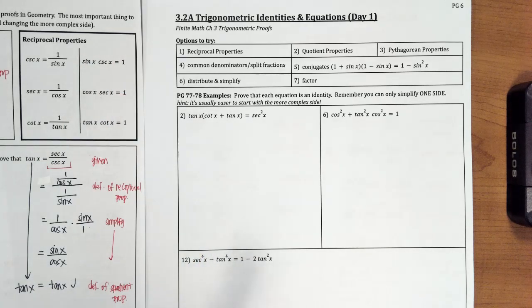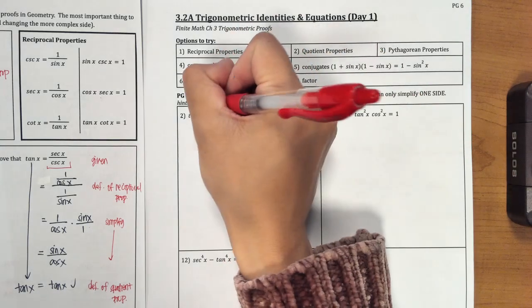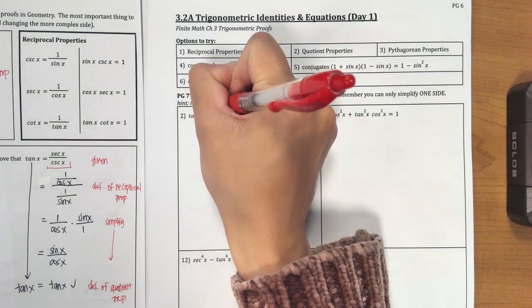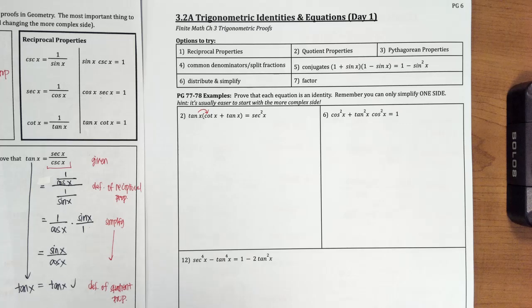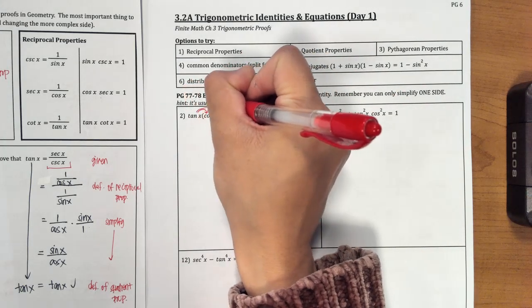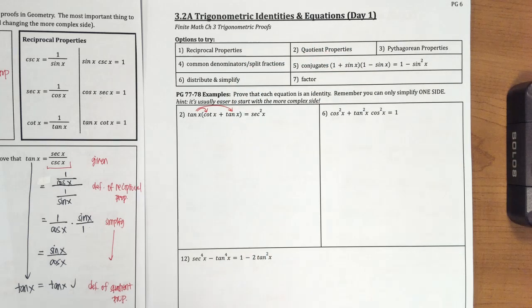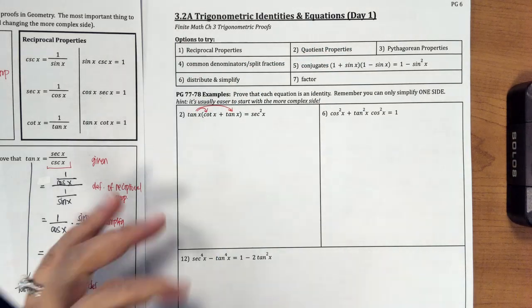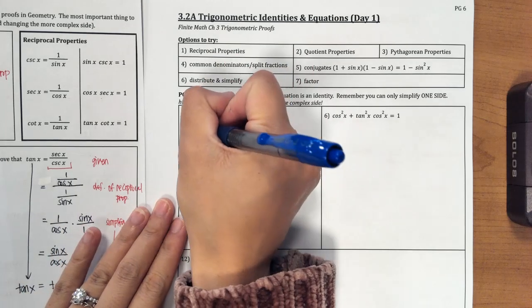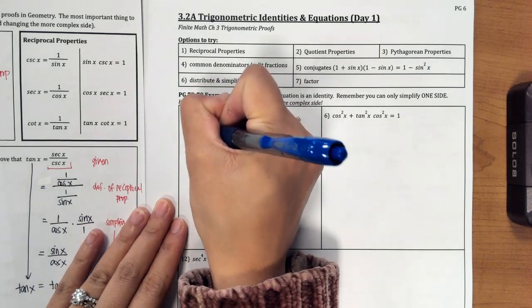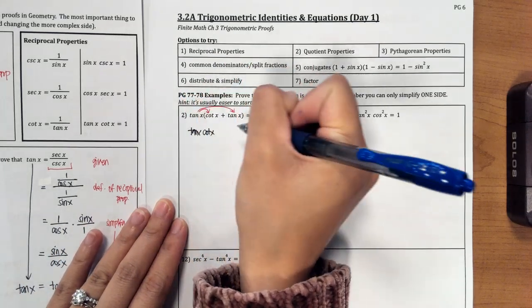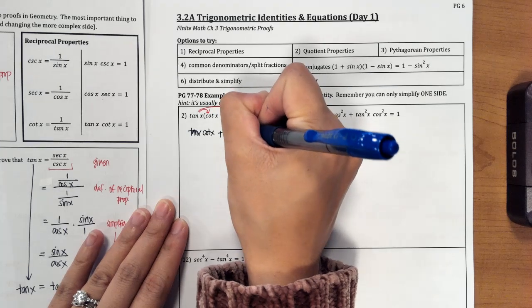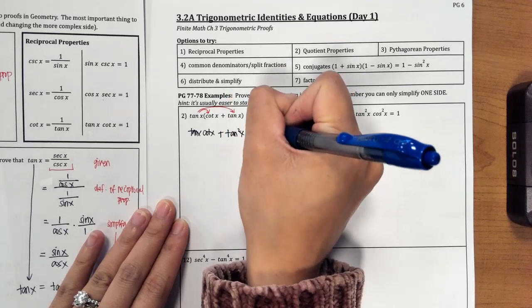The reason I say that is because if you look into your notes or at your example right here, if I were to distribute that, that would cancel out and become 1 right away, which paves the way for a Pythagorean property. So what we're going to do today is distribute because we can. That gives us tangent x cotangent x plus tangent squared x.